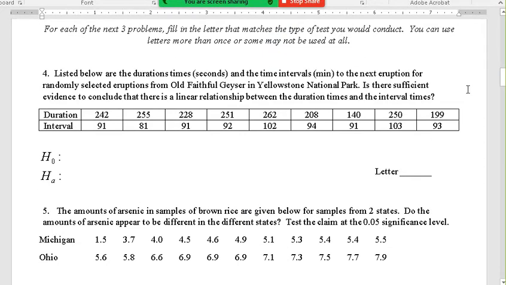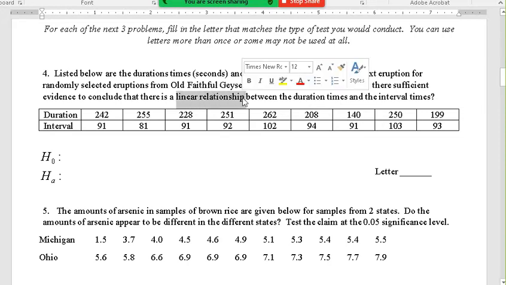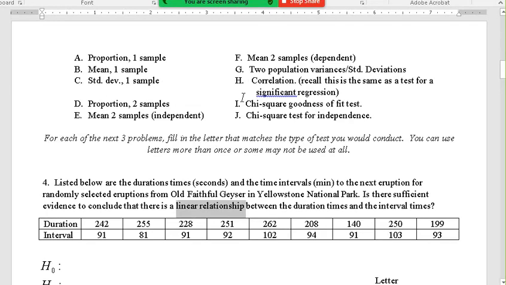Well, looking for a linear relationship, that kind of rules out a lot of stuff, doesn't it? It rules out proportion one sample, mean one sample, standard deviation. It rules out this first column. It also rules out some of the stuff on the second column. We're not looking for a mean. We don't have anything about two population standard deviations. Correlation. That one's kind of interesting.